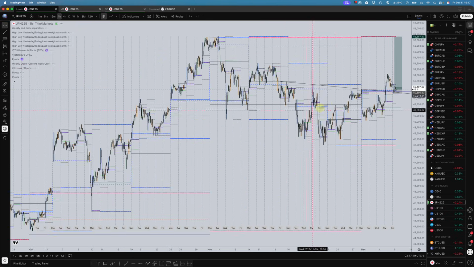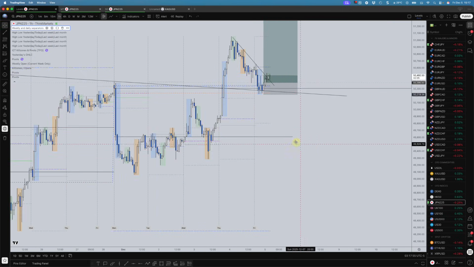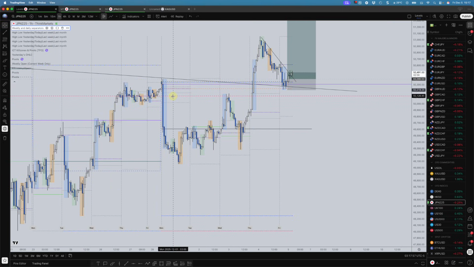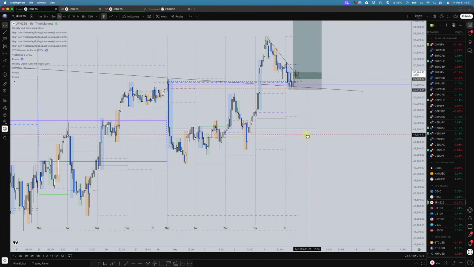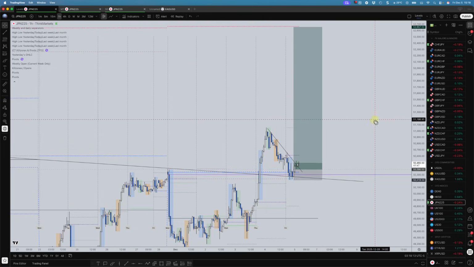Now here, obviously, the bias is long. We also have a nice trend line here, by the way. And this is just absolute a killer setup. If it's gonna run, then there's a huge risk reward potential here. If it's not gonna run, then I'm already at half risk here. And let's see where it wants to go.